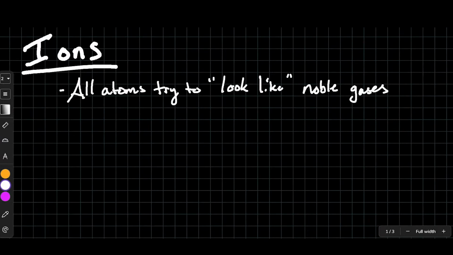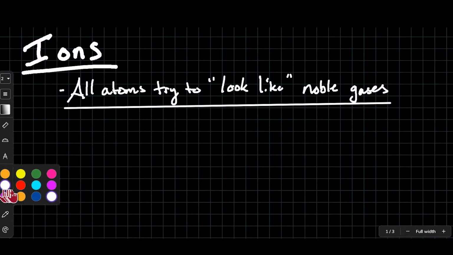Okay, here we go. So this next unit is ions and ionic bonding. And we briefly talked about ions back in the electron configuration when we were studying electrons, way back in 2024. But now we need to go more into it. So what I want you guys to do, first of all, is to get this main idea that all atoms try to look like noble gases.